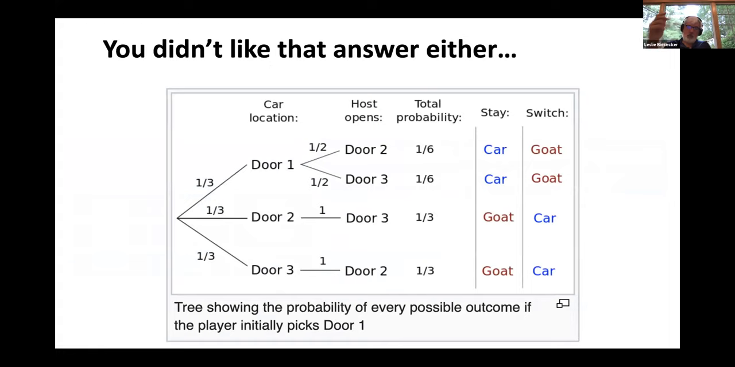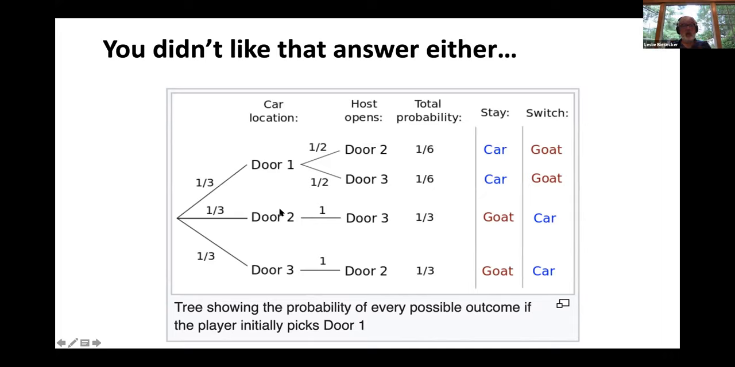Now, that probably didn't convince all of you. So here's what's called a decision tree algorithm that says there's a one-third chance that the car is behind door one, one-third it's behind door two, and one-third it's behind door three. If it's behind door number one, the host half the time will open door number two, and half the time they'll open door number three, right? Because if it's behind door one, he can open either door. So the total probability of that is 1/6, and the total probability of that is 1/6, because 1/3 times 1/2 is 1/6.